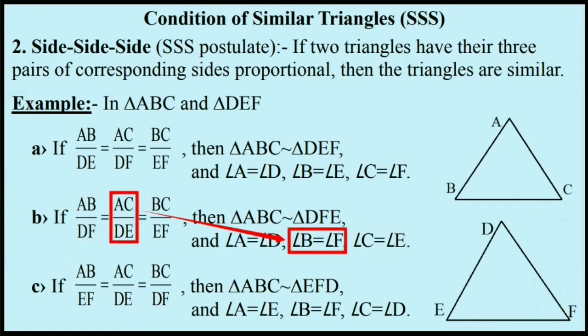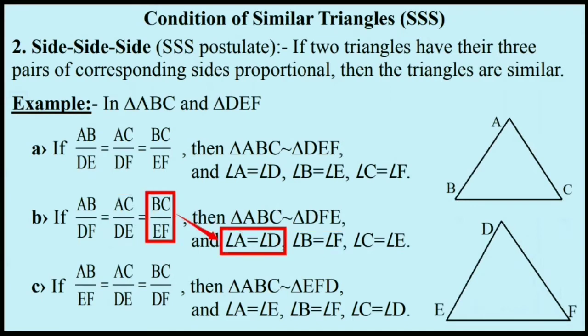The ratio AC by DE decides angle B equal to angle F, because AC has opposite angle B and DE has opposite angle F. And finally, the sides ratio BC by EF determines that angle A is equal to angle D, because BC has opposite angle A and EF has opposite angle D.